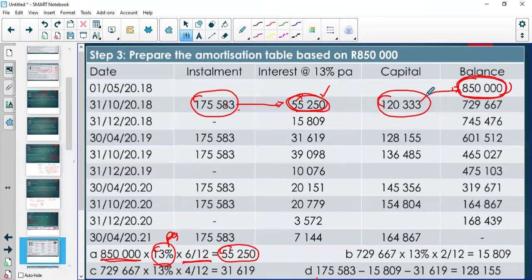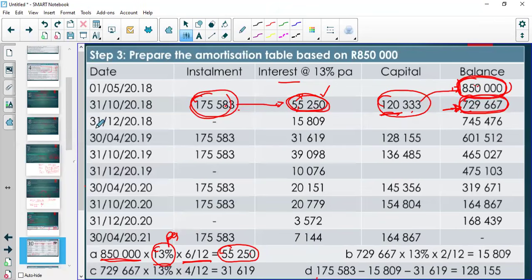Then we have 120,333 being repaid. So if we repay 120,333, we started with 850, then it means we are left with 729,667, right? The payment is 175. 55,000 goes to interest. Then the rest should be used to repay the original. That is 120. So if we repay the original, we are no longer left with 850. It's now 729. So this is the balance for the next 6 months.